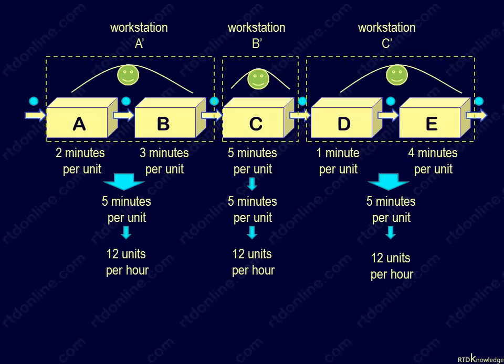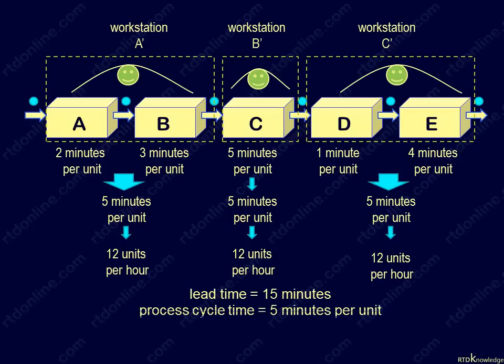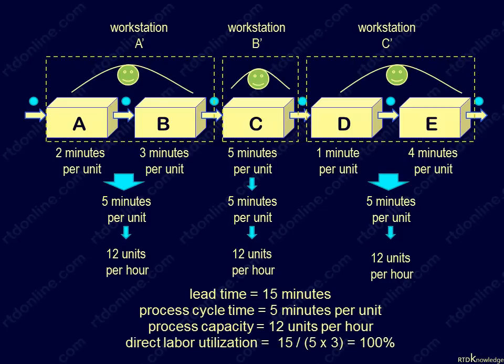Let's summarize the results of this line balancing. Lead time remains at 15 minutes. Cycle time remains at 5 minutes, and capacity remains at 12 units as before. What is significant is that utilization is now 100%, like that of the 5-man balanced line we had formed earlier. Finally, without any reduction in capacity or output, we have cut manpower and manpower costs by 40%.